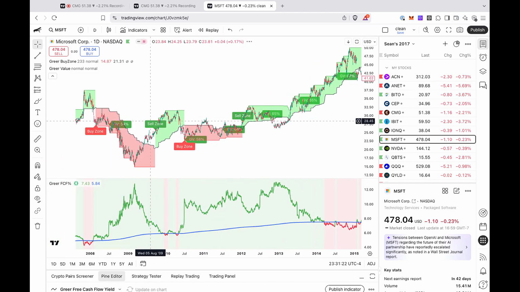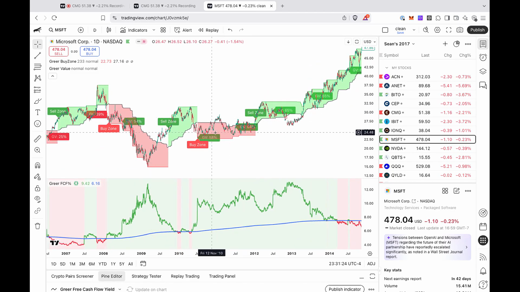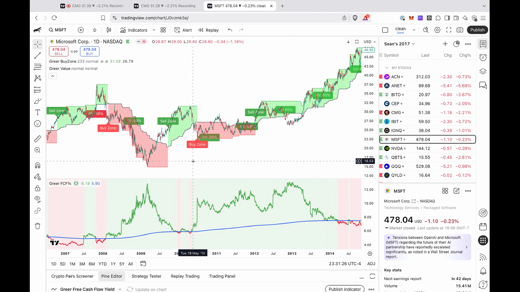Now, if you go back to the 2010 area, you can see that Microsoft did hit it. It had a value of 58, it was in the buy zone, and the free cash flow yield was greater than the average. This is a very strong time to start to accumulate a very strong company. As we know, over time, Microsoft has done very well.